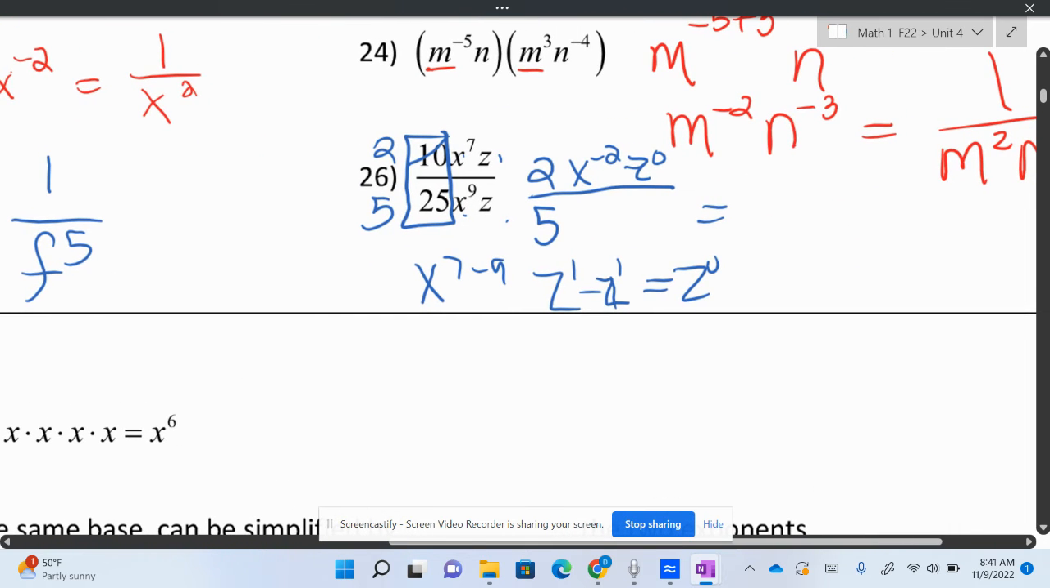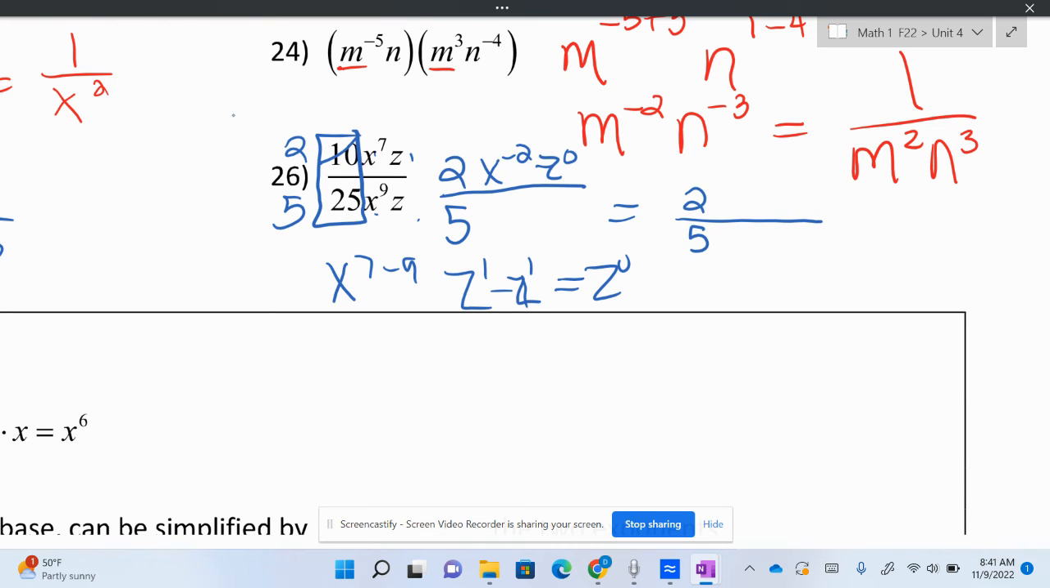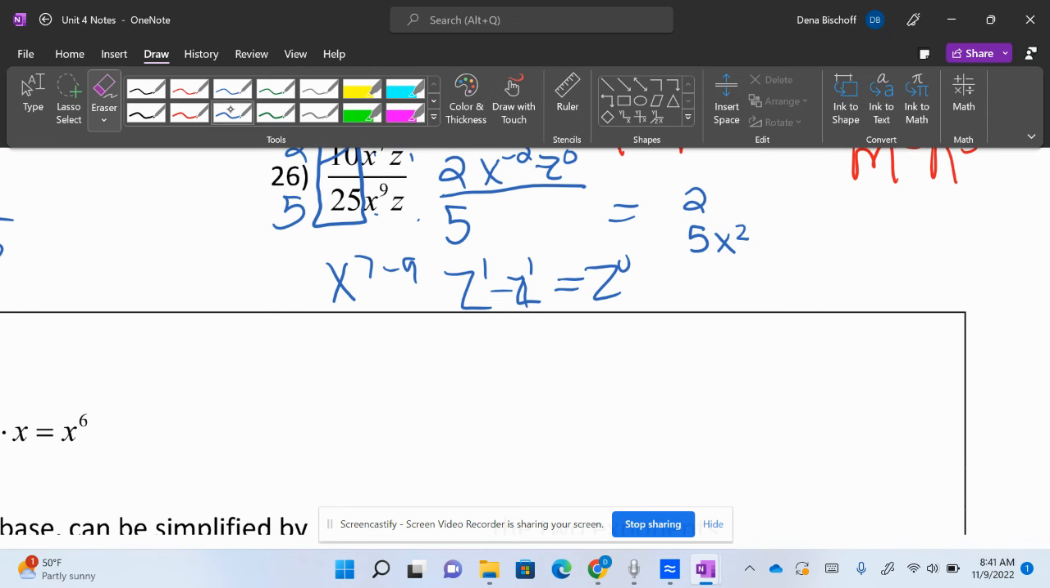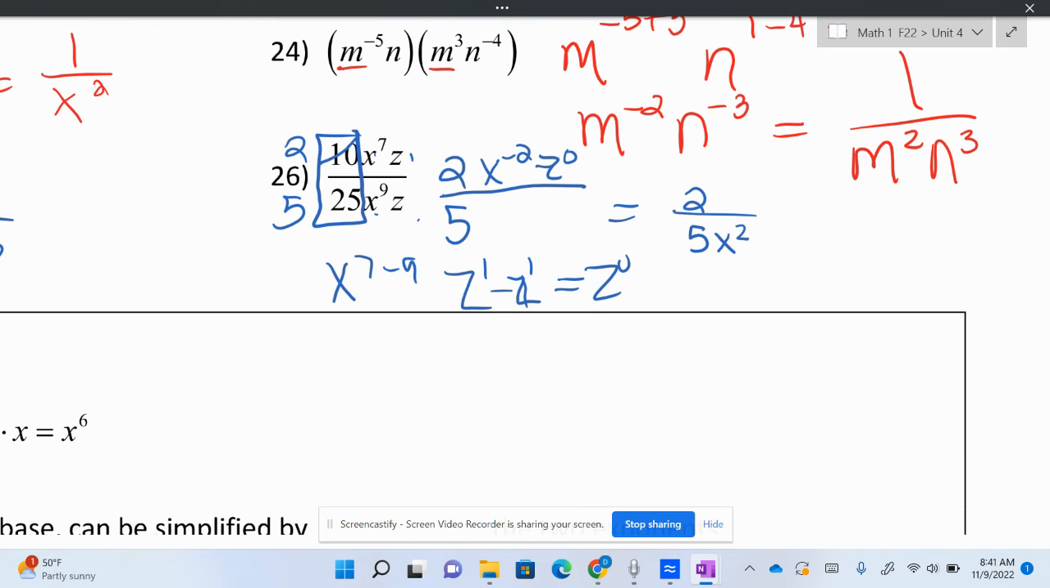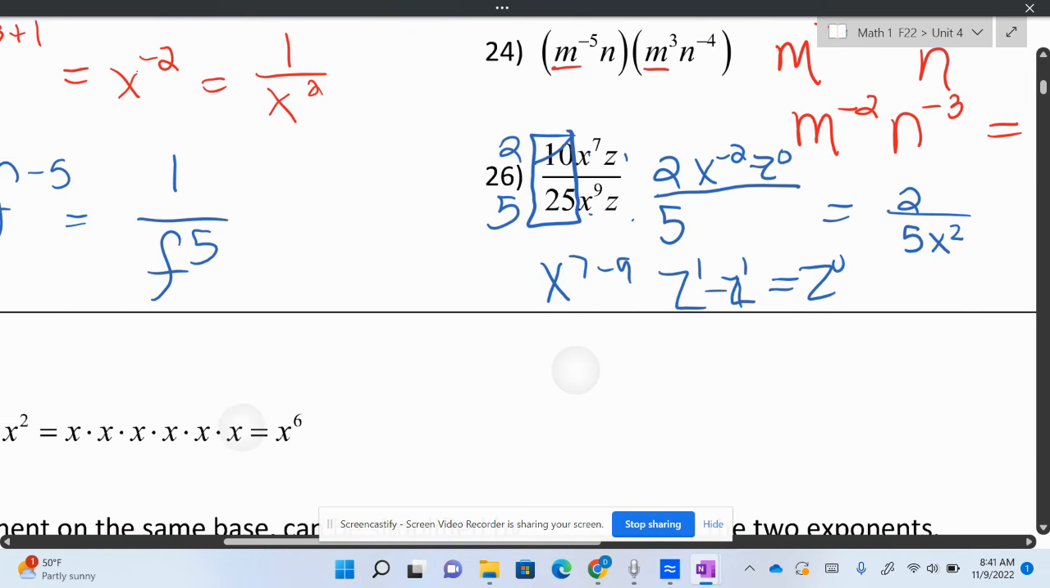So what do I need to move? What do I need to change up? The x, where am I going to put it? Down in the bottom. And what about z to the 0? It's just 1. Do I even need to write times 1? No, because anything times 1 is just itself. So there's your answer. Okay. We're almost done.